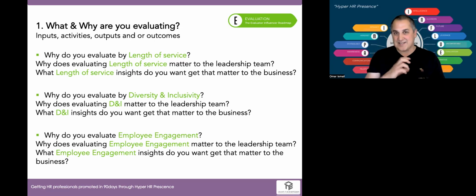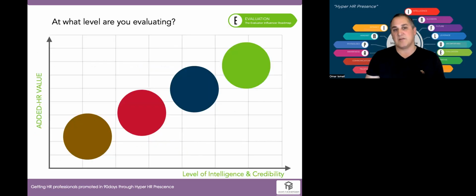So I want you to start asking those questions, because when you start to ask those questions, now you can look at your data and start thinking, okay, this is the reason why employee engagement matters. Why does it matter? Because it's about helping the overall performance of the organization. It's helping people engage and feel passionate about what they do in their work, in their team, in their function or department. So I want you to start challenging what you're evaluating, and why you're evaluating it.